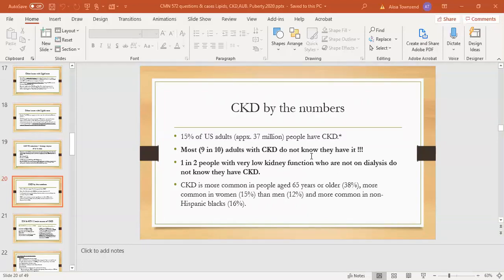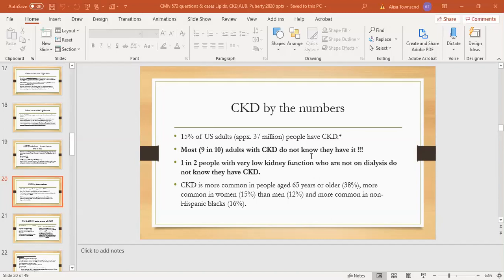Okay, 15% of US adults, so that's approximately 37 million people, have chronic kidney disease. 9 in 10 adults with CKD don't even know they have it. 1 in 2 people with very low kidney function who are not on dialysis don't even know they have it. So they're going to come into you and they're not going to know they have it. They're just feeling really bad.